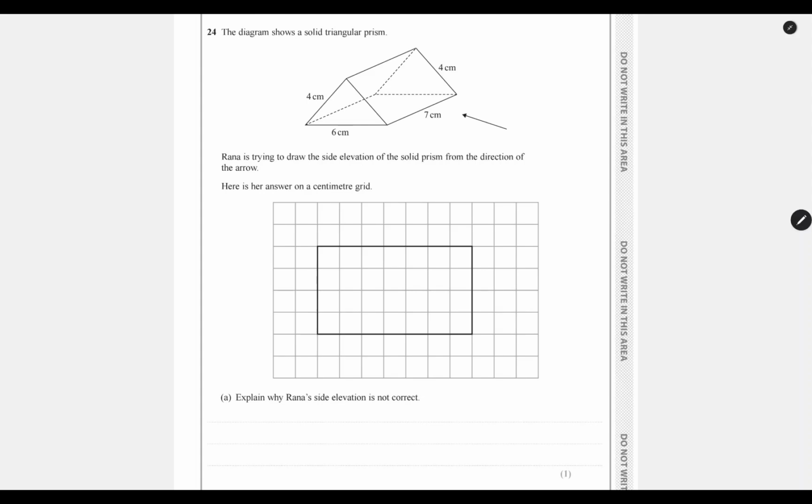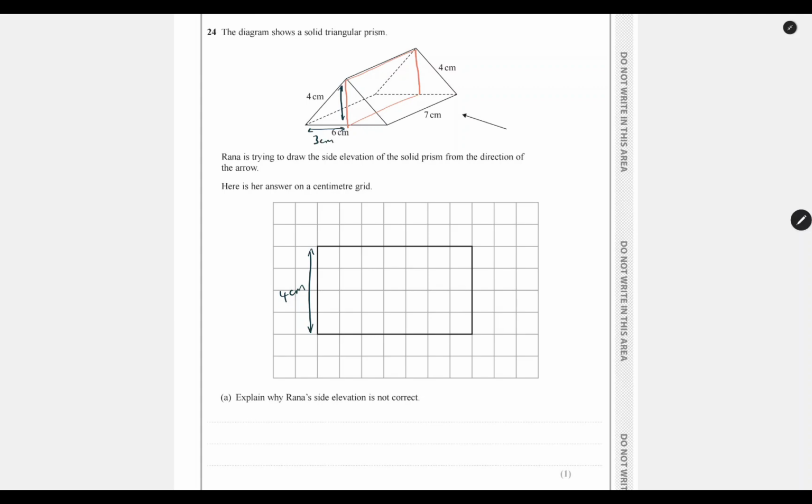Well, the side elevation from the direction of the arrow is just this, and the line at the top. And so Rana is saying that this length here is equal to this length here, which is 4 centimeters. We're going to use Pythagoras' theorem to show that that just can't be correct. So we know that this length here is going to be half of 6, so that's 3 centimeters.